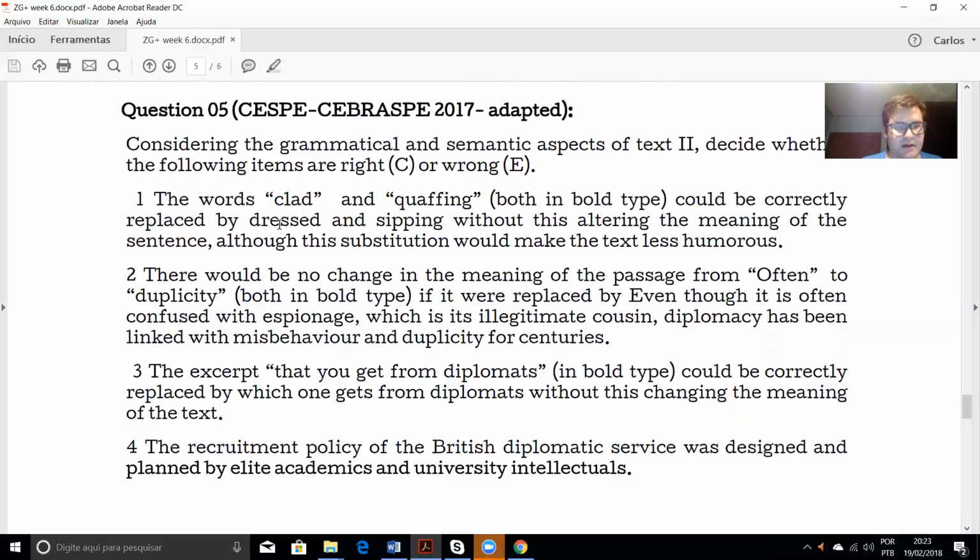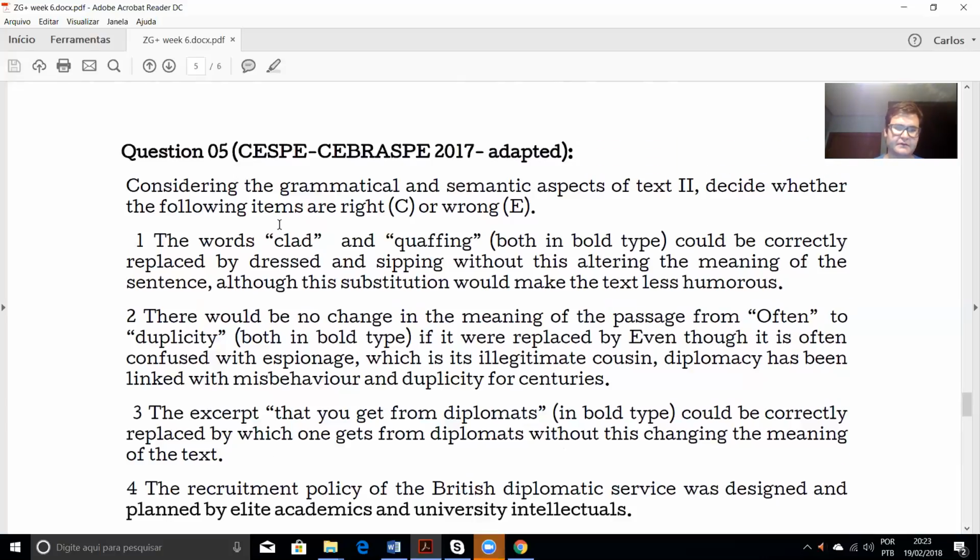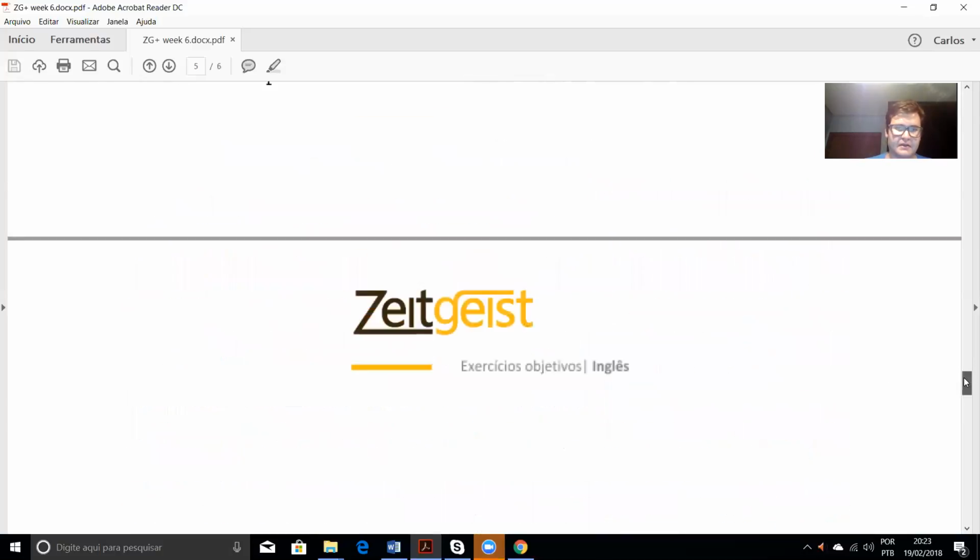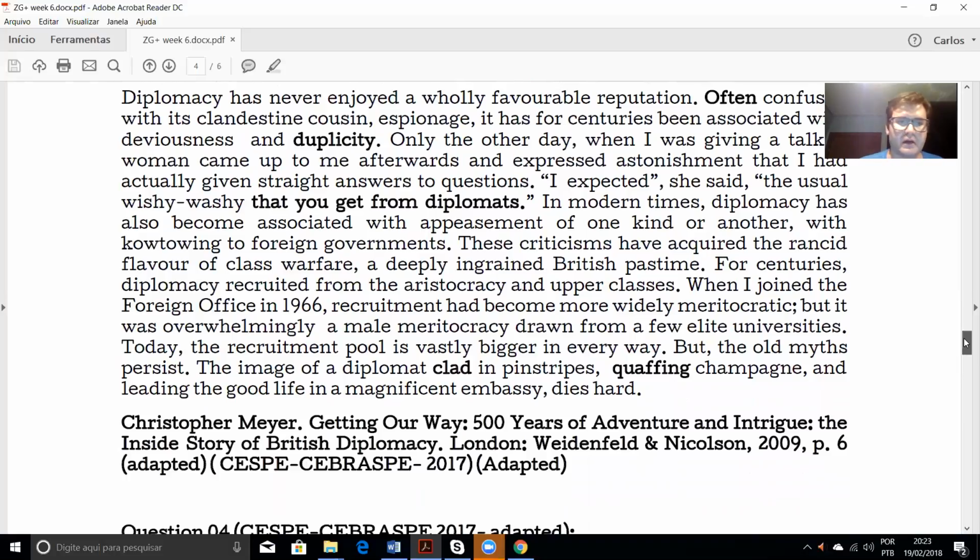Item number 2. There will be no change in the meaning of the passage from often to duplicity, both in bold type, if they were replaced by even though it's often confused with espionage, which is its illegitimate cousin. Diplomacy has been linked with misbehavior and duplicity for centuries. Okay. So let's see the sentence here. Okay. The usual wishy-washy that you get from diplomats. Often confused with its clandestine cousin, espionage, it has for centuries been associated with deviousness and duplicity, often confused with its clandestine cousin.